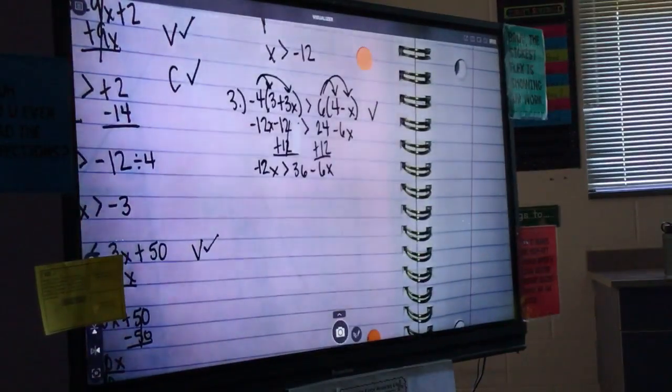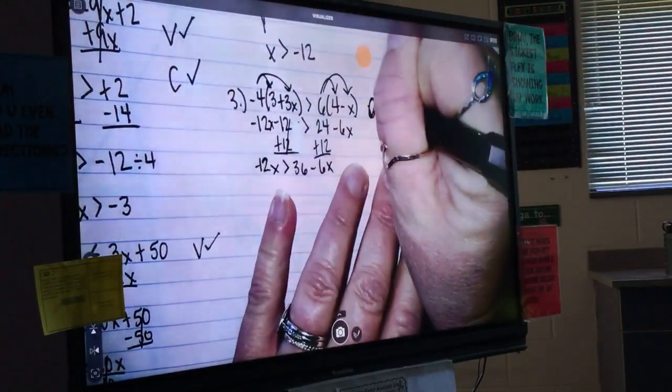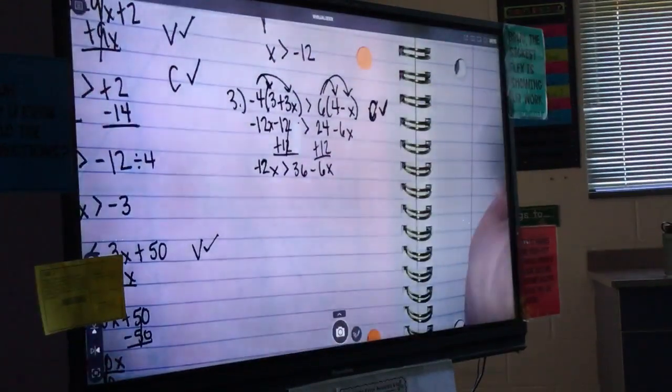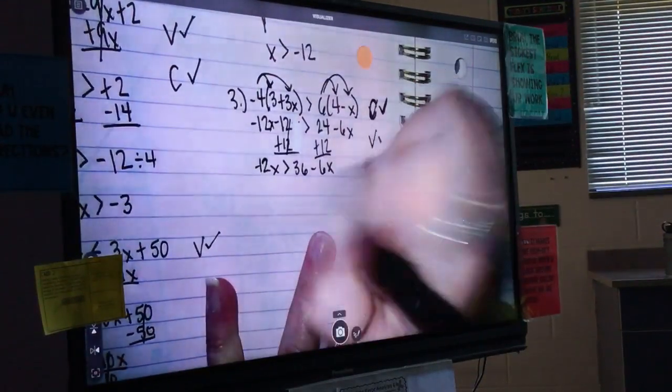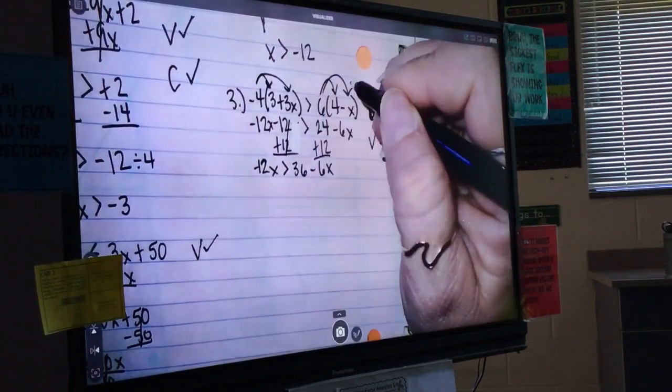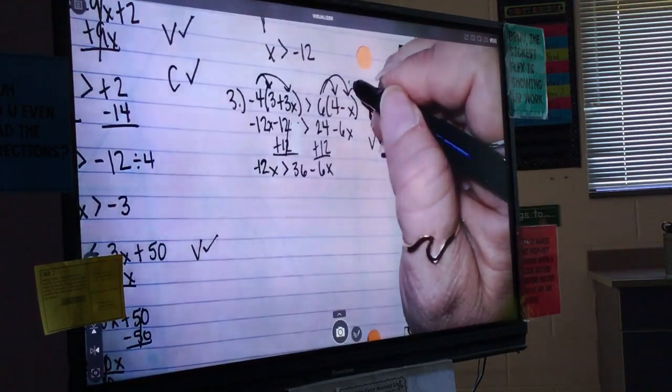All right, now what do I do from here? Are my variables all on one side? No. I totally did the wrong one. Lord have mercy. Brayden, you said constant first, right? It's okay. We're going to go with constant because I messed up. So now I got to get my variables on that side. Am I going to add by 6x or am I going to add by 12x?